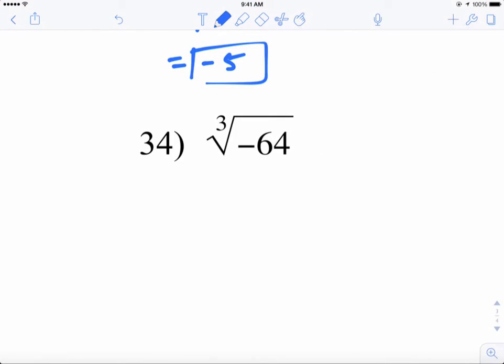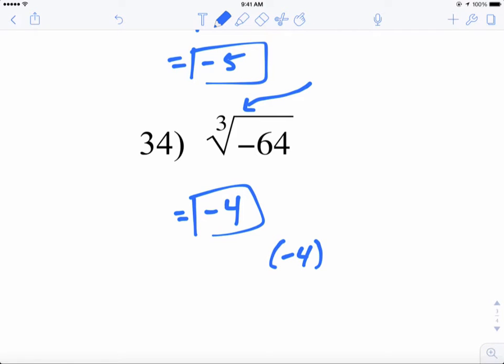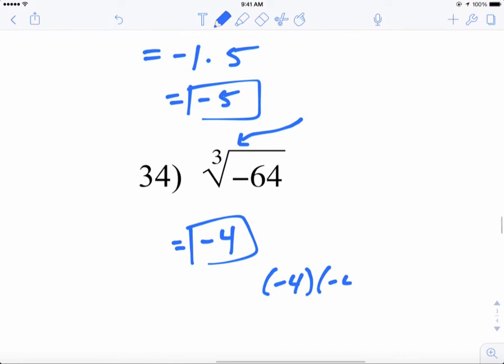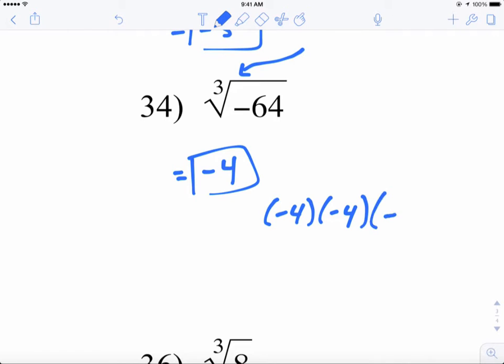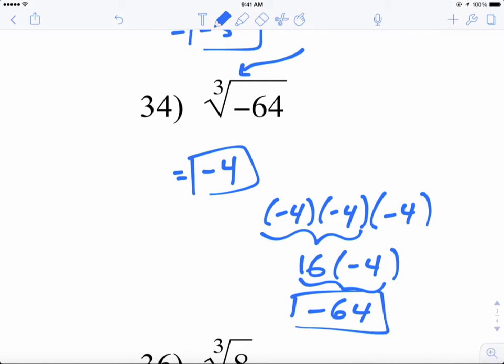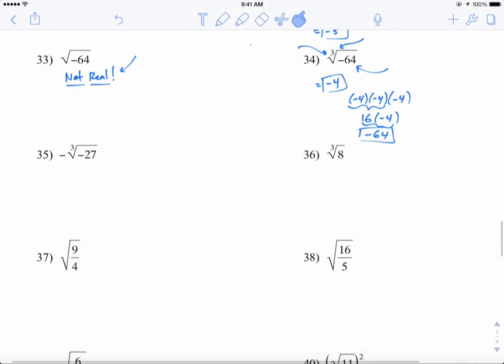Versus, check it out, the third root of negative 64. Is there a number that multiplies by itself 3 times to give negative 64? Yes, there is. It is a negative number, and that number is negative 4. Because negative 4 times negative 4 times negative 4 is indeed negative 64. These two will yield positive 16, but when you multiply by negative 4 again, you're back in the negatives. So negative numbers do have real third roots. They just don't have real second or square roots.